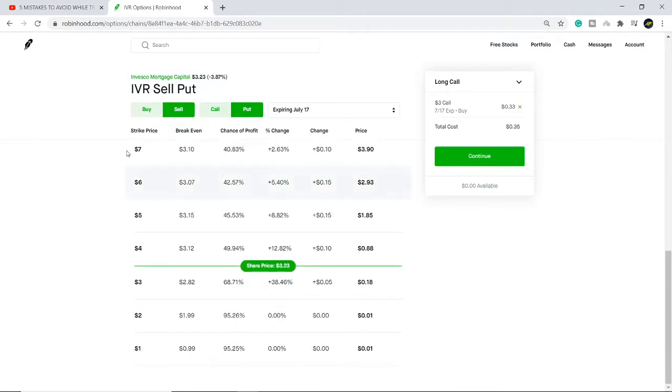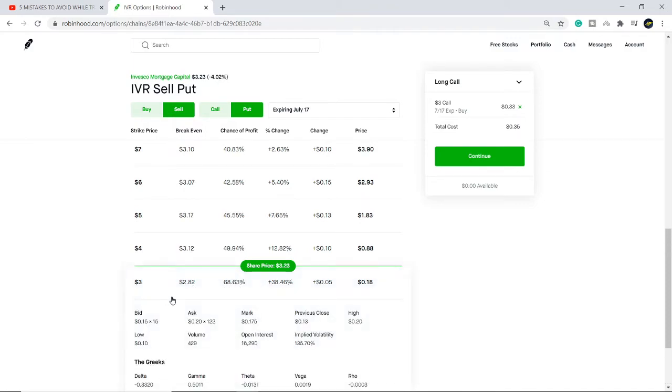So when you're selling a put, you want the stock to go up. I know it's a little weird, but it's kind of the opposite. Instead of buying a put to go down, you want to sell a put to go up. And the reason why is because when you pick something, for example, you pick this right here, $3, for IVR shares. And then when you get this, you have a 68% chance of profit. And you're like, what does this mean? Blah, blah, blah.